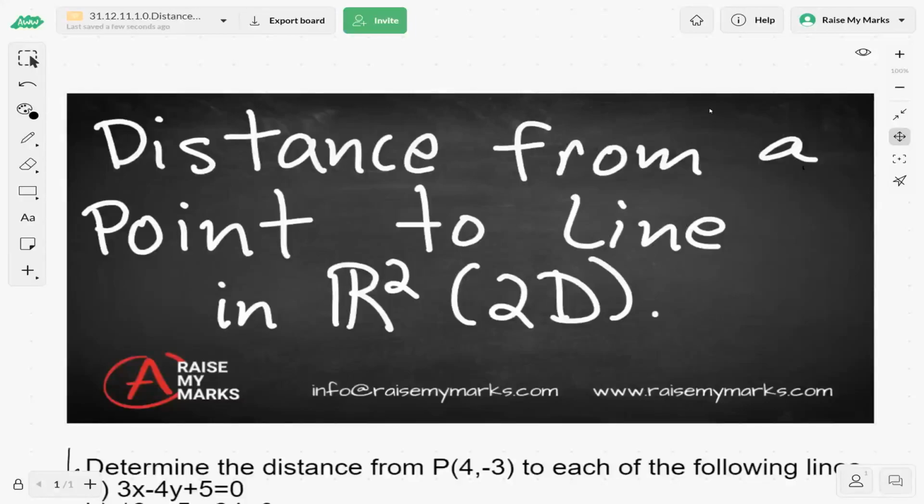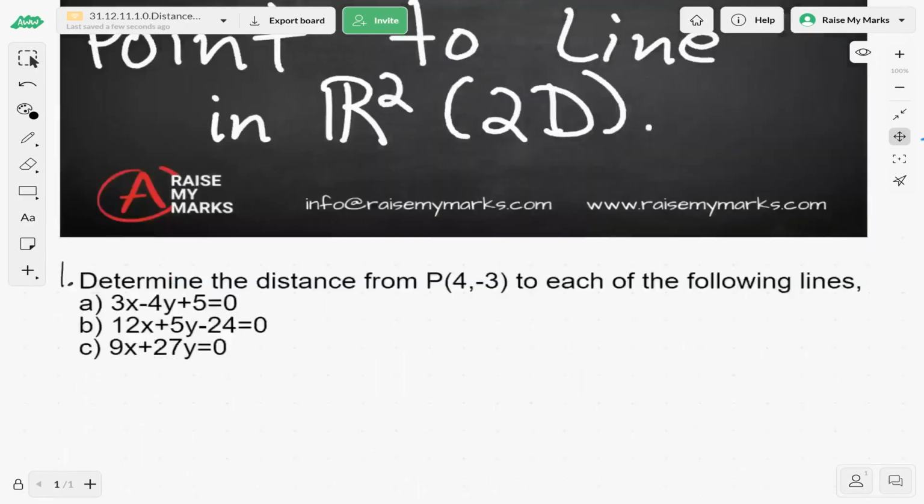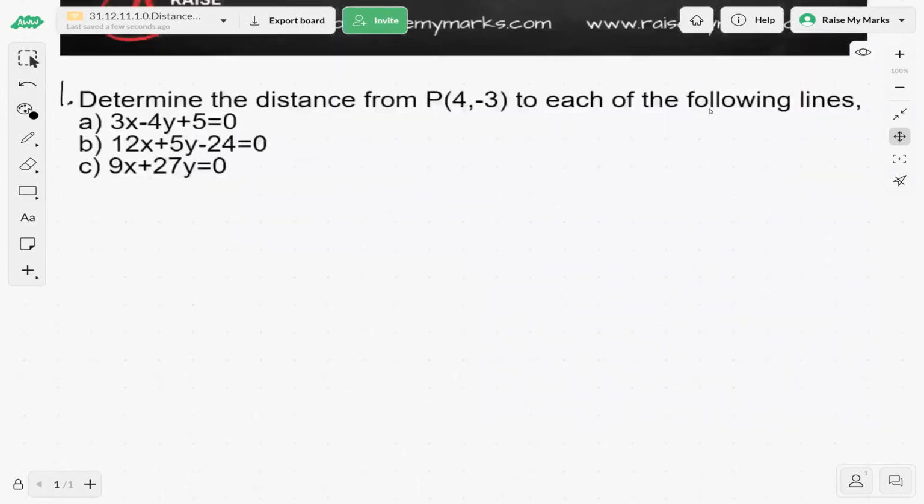Hello, so today we're looking at the distance from a point to a line in R2, or in 2 dimensions. Let's look at what we're being asked. We're asked to determine the distance from point P, which is (4, -3), to each of the following lines. So we're given 3 different lines.